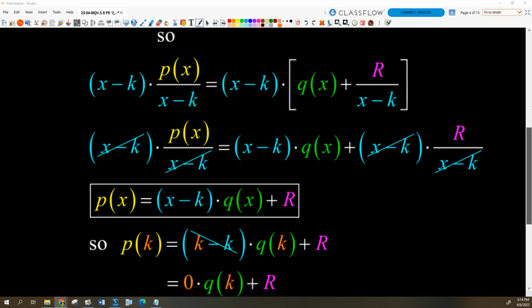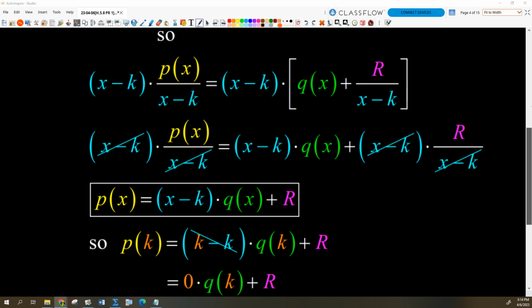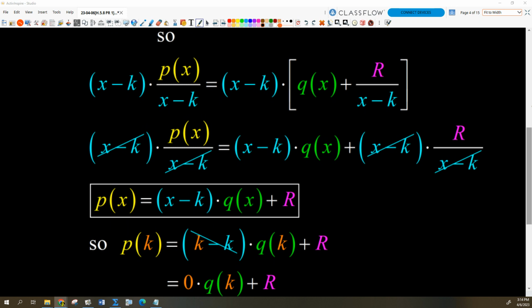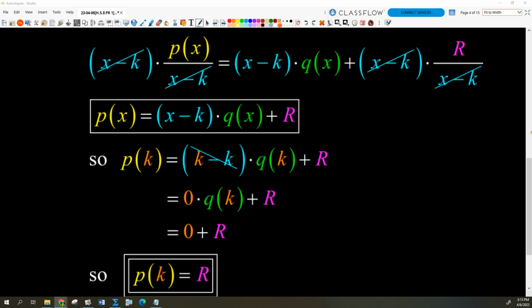So let's do something to that. Let's multiply both sides by the factor x minus k. If I distribute the x minus k on this side, I'm going to get x minus k times q of x plus x minus k times that quotient, right? The remainder fraction. And I get a lot of cancellation. The x minus k's cancel there, and they cancel there. It starts to look much cleaner. I end up getting p of x is equal to x minus k times q of x plus r.